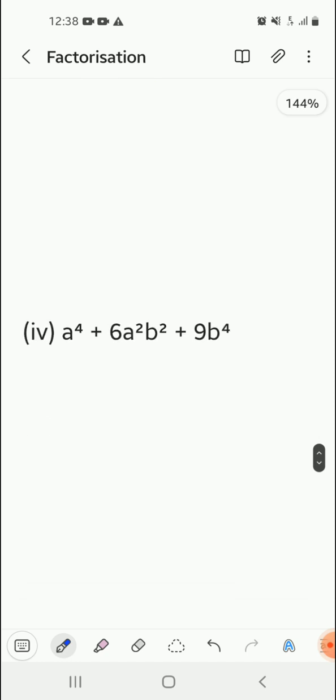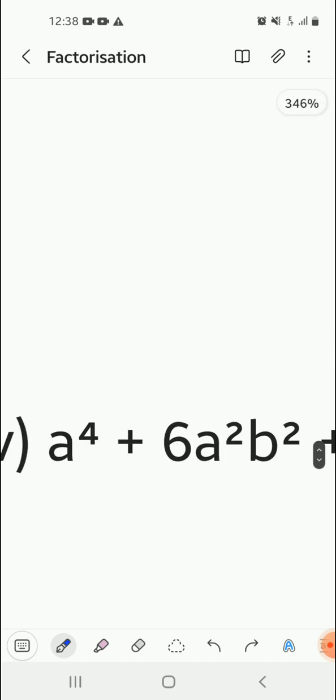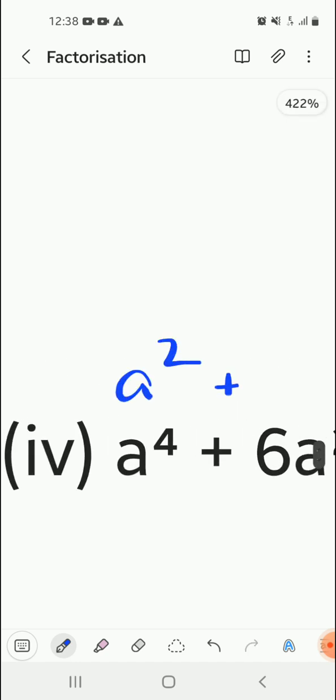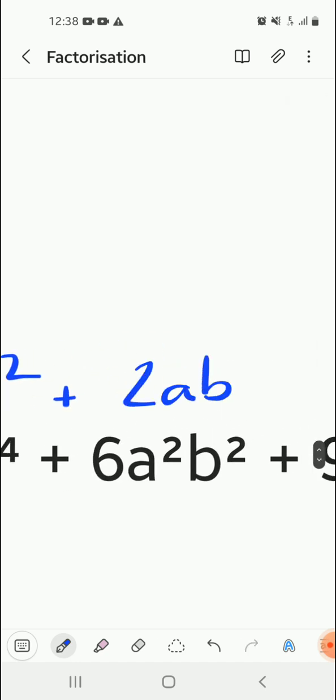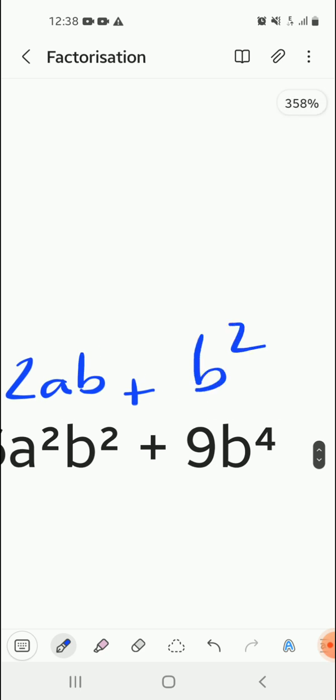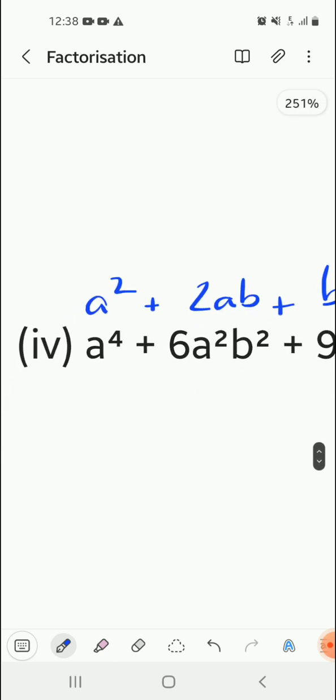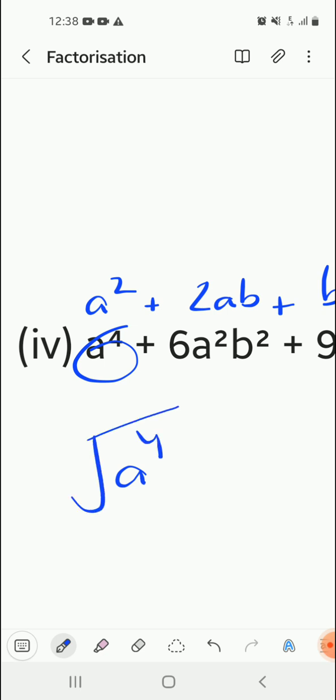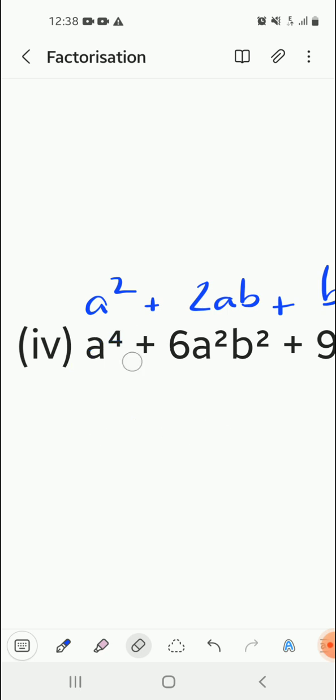Moving on to the next question, number 4. a to the power 4. Observe the symbols. These are all plus signs. It means it is probably the a square plus 2ab plus b square formula. Now see, spot. a square is a to the power 4. It means the square root of a to the power 4 will be a square. So a over here is a square.